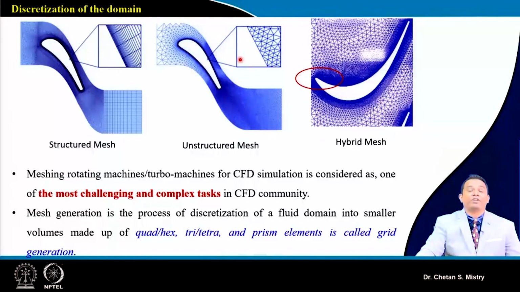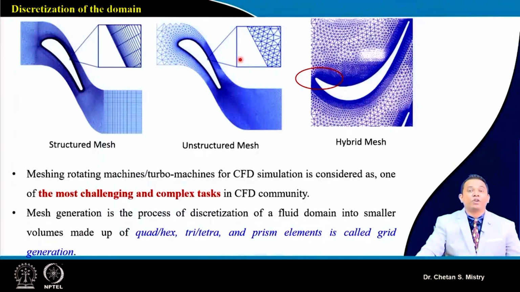Suppose, randomly, without understanding what mesh I will be using, say a commercial package available or some code, straightway if we apply it, that also will discretize our domain, and that also will give the solution. But the thing is, what exactly we are looking for, what is the purpose of doing CFD analysis, that's very important.